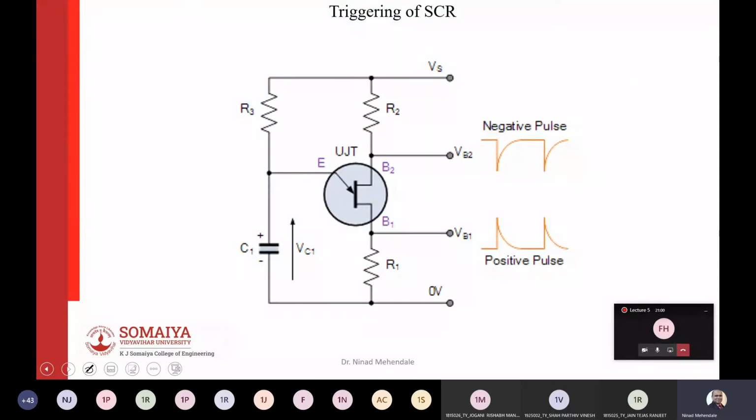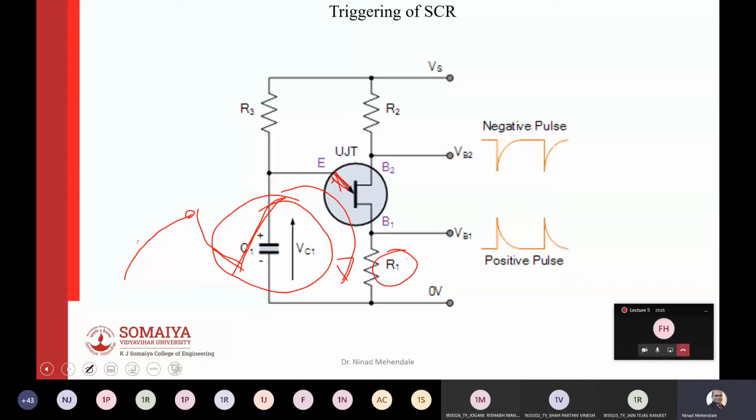If you see the circuit diagram, there is a capacitor always connected at the emitter junction of the UJT, which gets charged till a point where this diode gets turned on. As soon as the diode gets turned on, it will get a discharge path through this R1, and then it reaches a point where the diode will automatically get turned off, and again the capacitor will start charging. So even though you have applied a DC voltage, this circuit is automatically turning on and turning off.